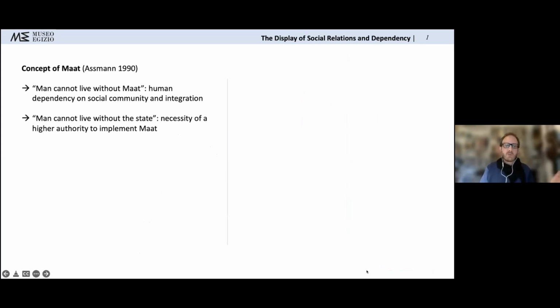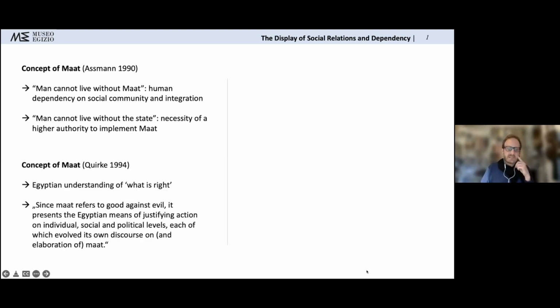Jan Assmann formulates two key mottos about the application or agency of Ma'at in Pharaonic Egypt. Men cannot live without Ma'at, which refers to the fact that humans as social beings are dependent on community and integration. And men cannot live without the state, which highlights the role of the state and its institutions represented by Pharaoh and his functionaries in implementing Ma'at.